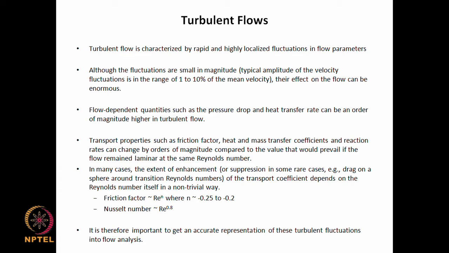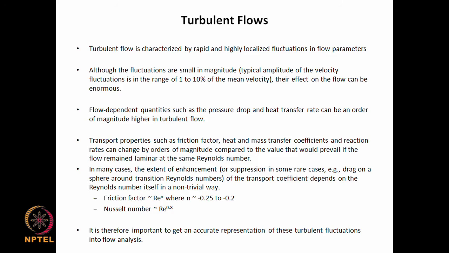We will see that in the next lecture, but in this lecture we will just talk about it, and then we will become more quantitative in the next lecture. Transport properties such as friction factor, heat and mass transfer coefficients and reaction rates can change by orders of magnitude compared to the value that would prevail if the flow remained laminar at the same Reynolds number. So, if you look at the pressure gradient or the friction factor in flow through a pipe at a Reynolds number of 100,000, and compare it with what it would have been if the flow were laminar, the ratio of the two would be very high, of the order of 10 or 100, depending on what kind of flow and at what Reynolds number you are talking about.